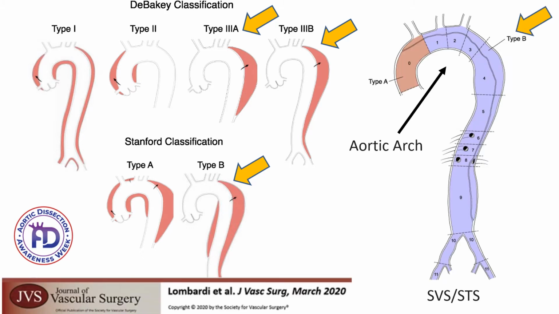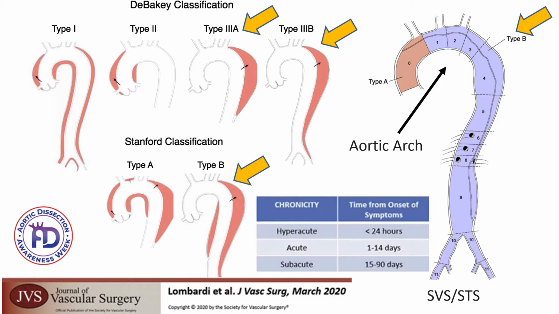I also want to bring to your attention that the newer definition of aortic dissection by the Society for Vascular Surgery and Society for Thoracic Surgery includes aortic arch beyond the innominate artery into the definition of type B aortic dissections. In terms of timing, I am specifically talking about people in the acute and subacute phase. So these are people presenting anywhere between 1 to 30 days post-dissection.